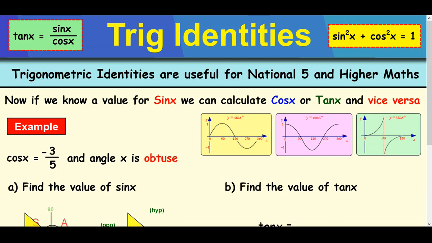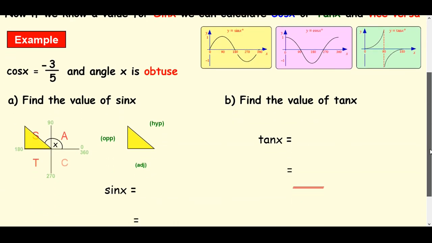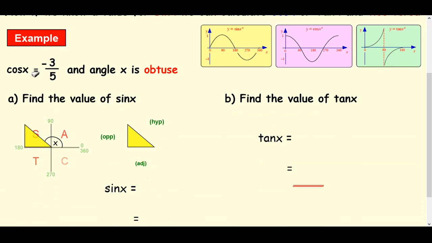I'll do one more. So, final one, cos x is equal to negative 3 over 5, and angle x is obtuse again. Find the value of sine x. Now, when you're drawing your triangle out, I would advise you to use the positive values. Just ignore the negative. When you're using the relative acute angle, you always work with the positive values.